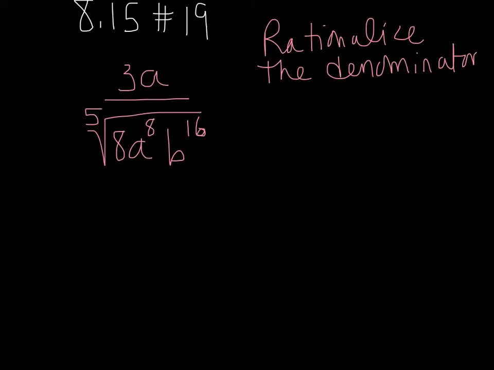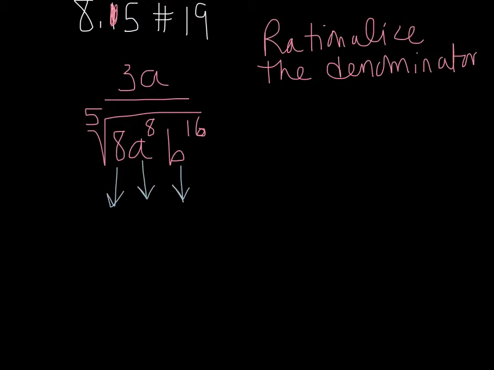We're doing 8.5, number 19. We need to rationalize the denominator of 3a over the fifth root of 8a to the 8th, b to the 16th. So what we need to do is take each one of these parts here and multiply them by something that'll be a perfect fifth root.